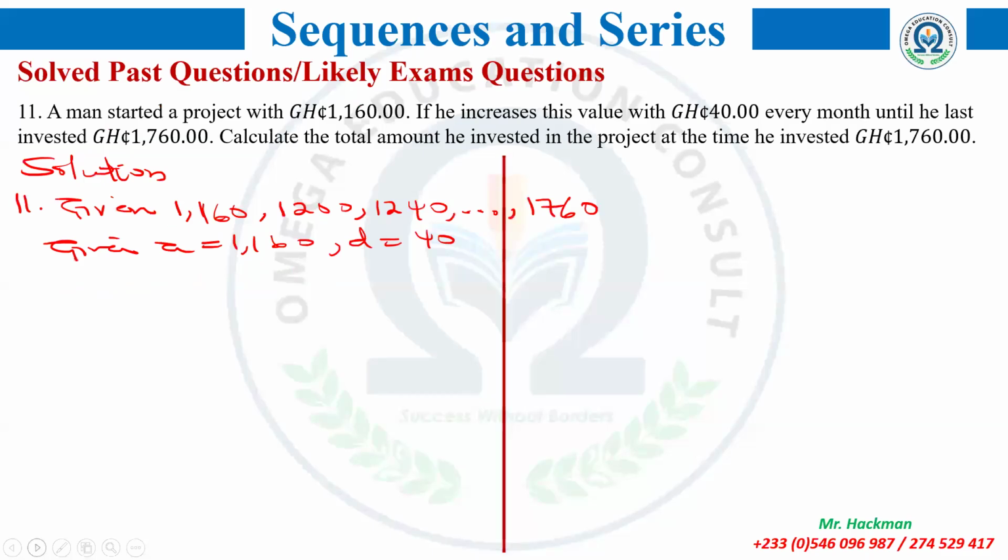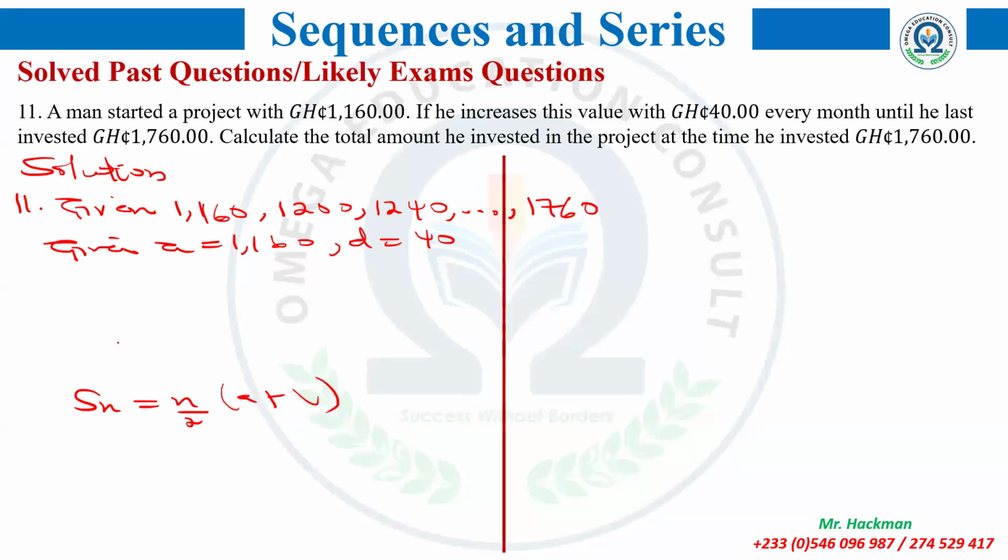So you are supposed to find S sub something, but you need to know your N before you can find it. You can get your N by using your last term. So your last term, which is this, should be equal to A plus (N minus 1)D. You know your A, you know your D, you substitute and you find your N. And at that point, you can find your S sub N. Your S sub N will be N over 2 into (A plus L). And that's what you are looking for.